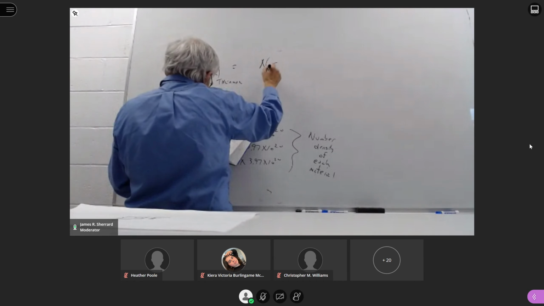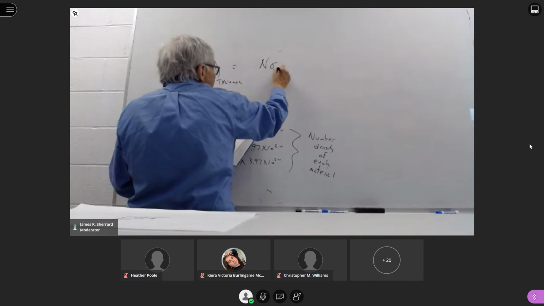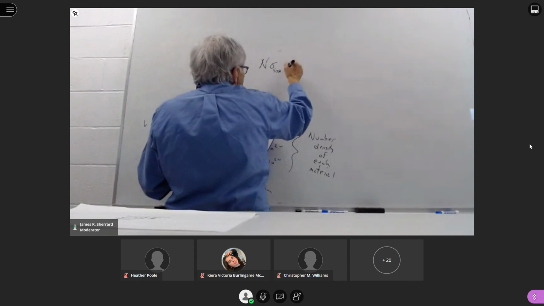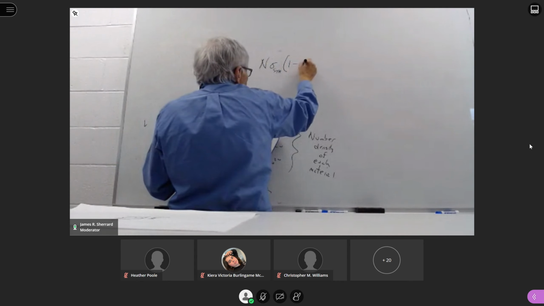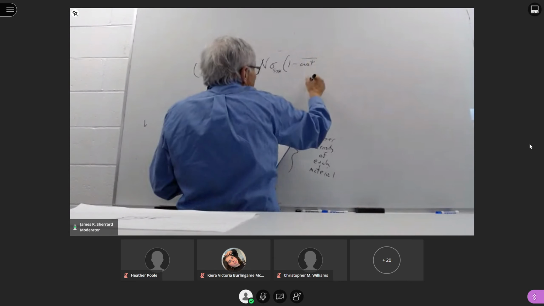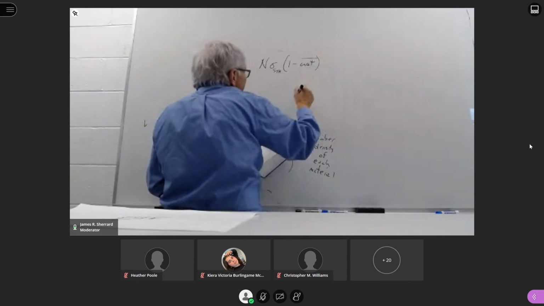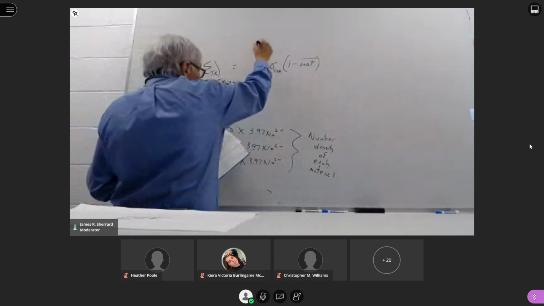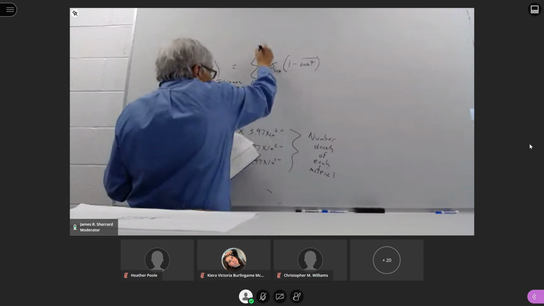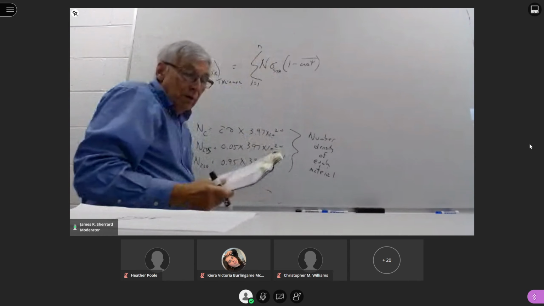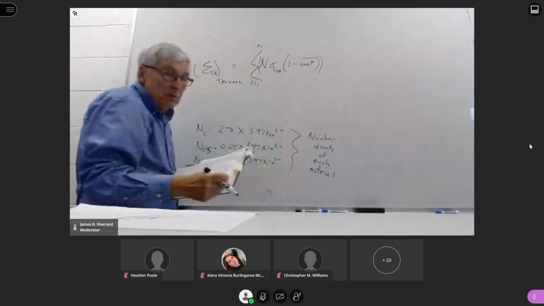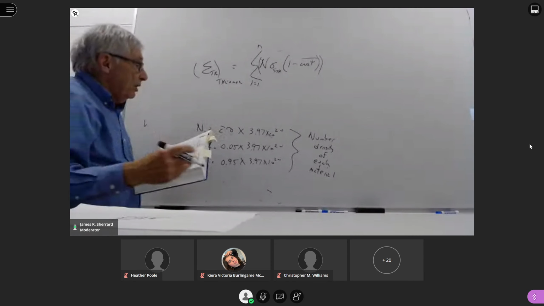N sigma scatter for thermal times 1 minus the average value of scattering for each material. So we're going to go from 1 to N for however many number of these that we have. In this particular case, we have 2 fuels and 1 moderator.